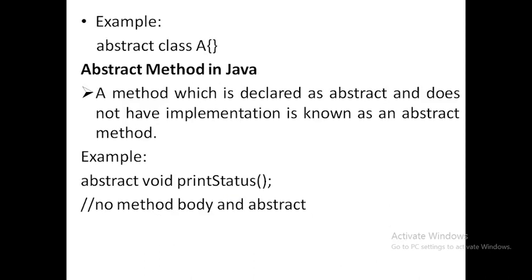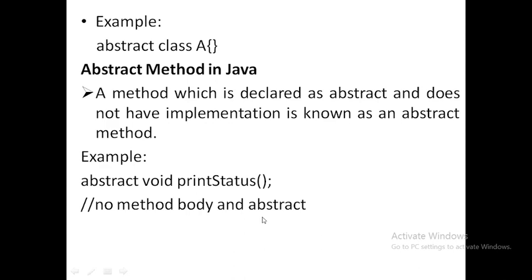I have given a small example for an abstract class. In our abstract class, we have abstract and non-abstract methods. So here, what is an abstract method? A method which is declared as abstract and does not have an implementation is known as an abstract method. You can see here I have given a small example, abstract void printStatus. Here there is no method body. So this is the abstract method in Java.